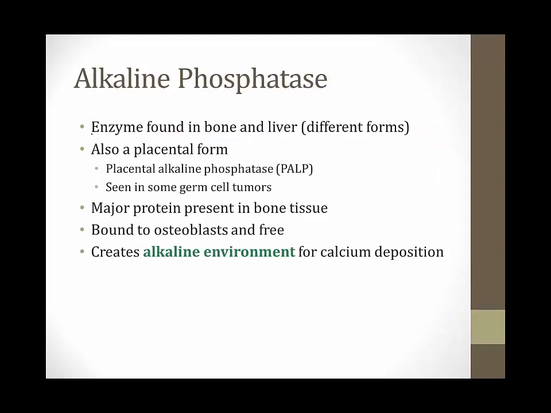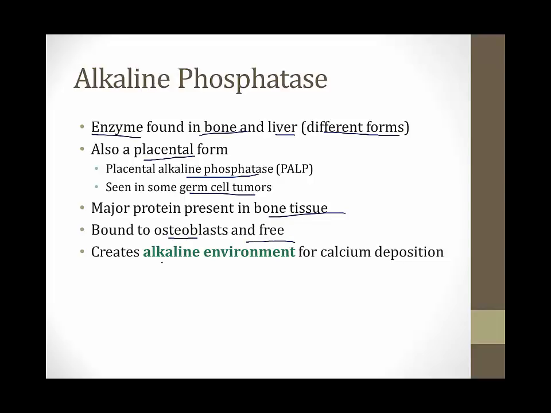Alkaline phosphatase is an enzyme that's found in bone tissue and in the liver, although there are different forms, and levels of alkaline phosphatase in the blood can rise in bone disorders or liver disorders. There's also a placental form called appropriately placental alkaline phosphatase, and you can see high levels of this in the blood in some germ cell tumors. The reason this is important in bone is because it's one of the major proteins found in bone tissue. It's found bound to osteoblasts and also free.